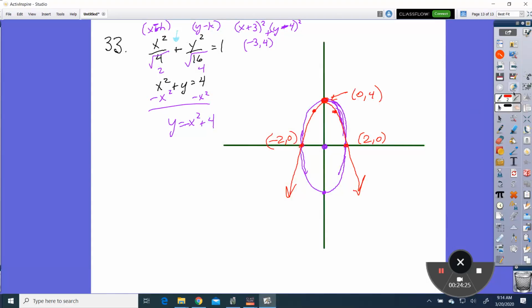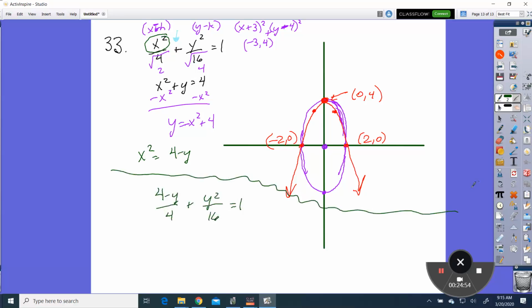So now, to do it algebraically, I'm going to solve this for y. Y equals negative x squared plus 4, and I'm going to plug it up into here. Maybe I'll solve for x squared. X squared equals 4 minus y. That seems a little bit easier. Now I'm going to replace this x squared with 4 minus y. So I have 4 minus y over 4 plus y squared over 16 equals 1.